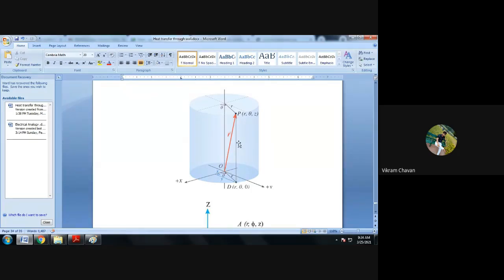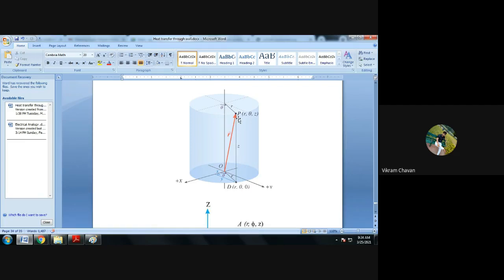Now, the z coordinate can be measured vertically. The height of that particular point from the base, so that will give you the z coordinate. This is the height. The base is the xy plane. From the base, how much distance this particular P point is placed vertically, that will be the z coordinate.